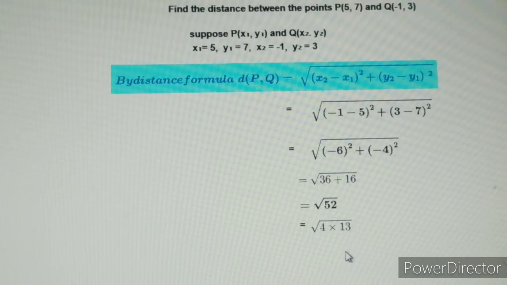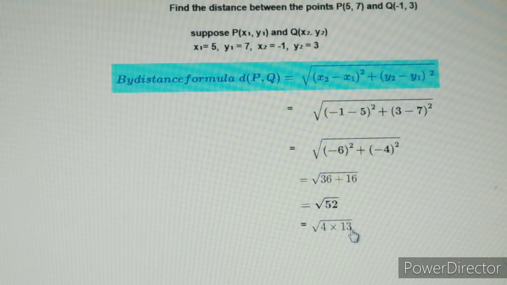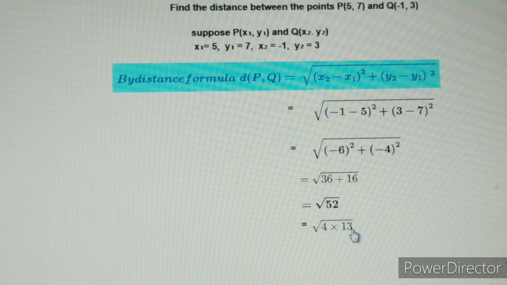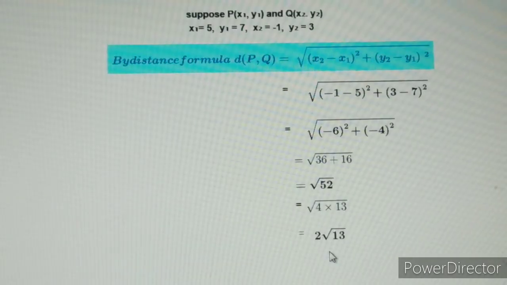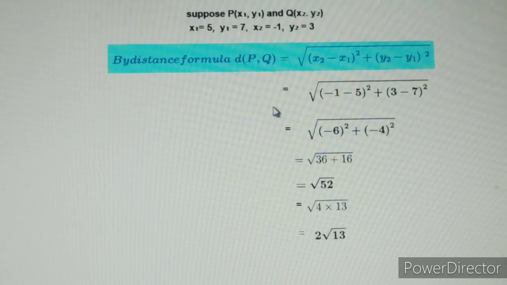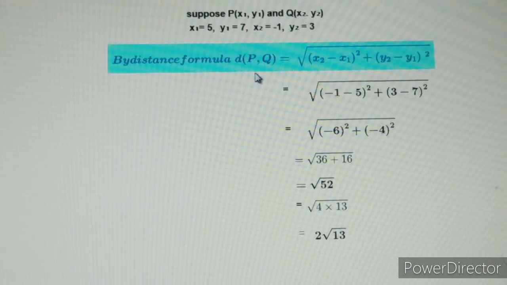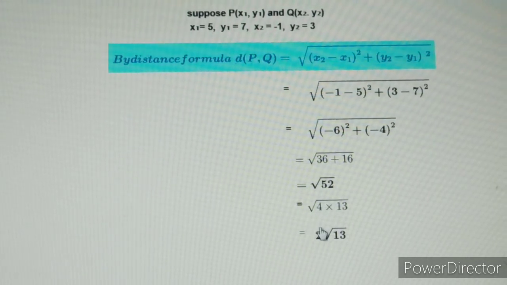Factors of square root 52 are 4 into 13, and the final answer is 2 square root 13. Thus, we can find the distance between 2 points by the distance formula, and here we get distance PQ is 2 square root 13.